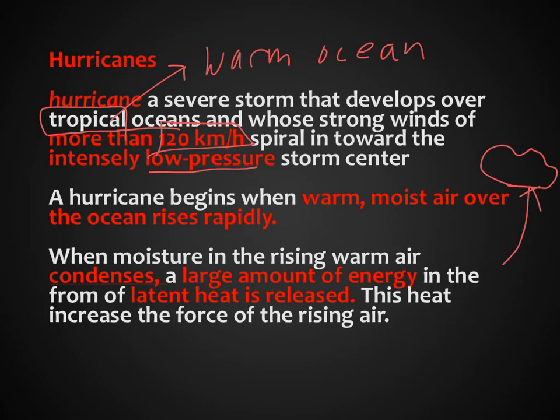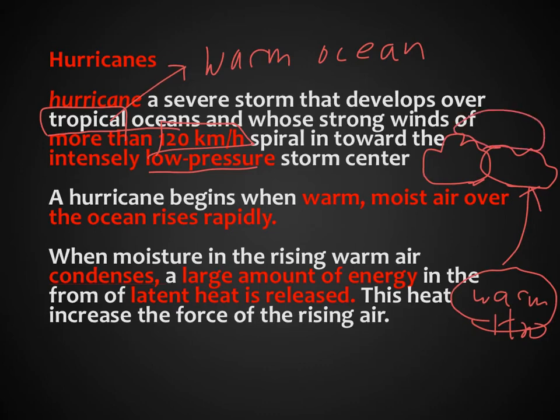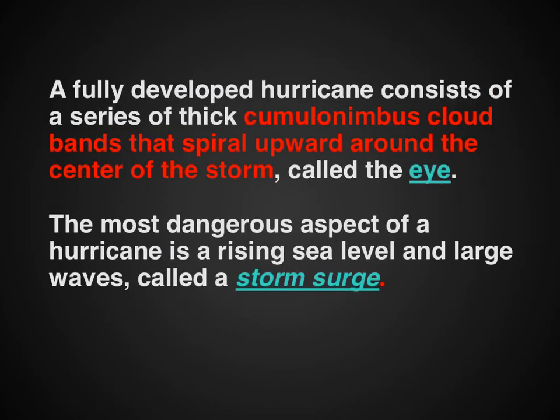So this is warm water here, and it just adds more and more energy, and this latent heat causes the clouds to rise up even faster and create more clouds. So it's kind of a compounding effect. The heat released from the warm water makes more clouds, and more clouds slowly build into a hurricane. A fully developed hurricane consists of a series of thick cumulonimbus clouds that spiral upward around the center of the storm, called the eye. We'll have a good picture of that in a second here.